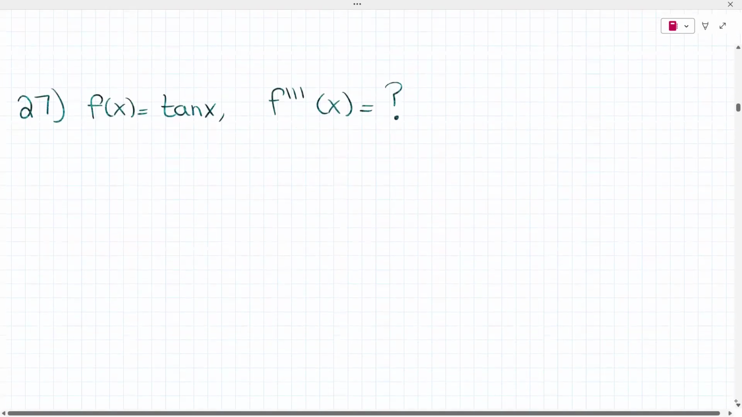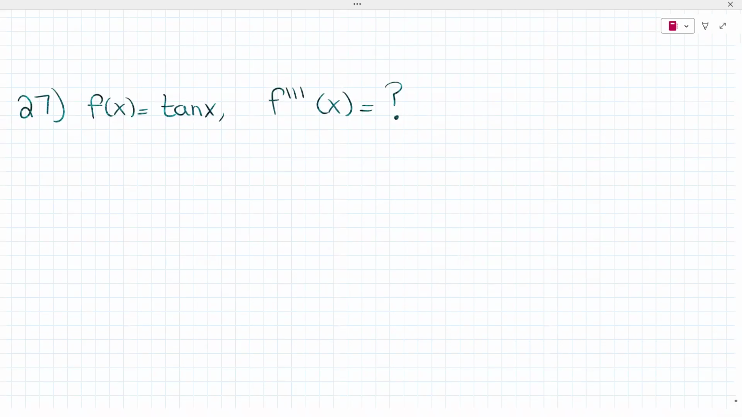Okay, let's start. Now let's move on to 27. We're given f of x equals tan of x, and we have to find f triple prime, so the third derivative. Let's start with f prime of x then. What's the derivative of tan of x? It's something you should know. It's secant square of x.